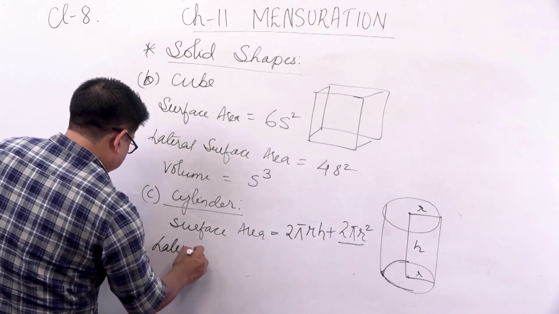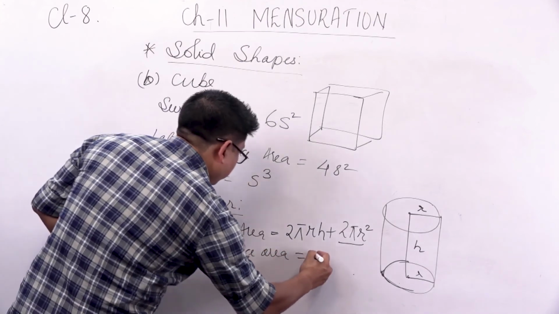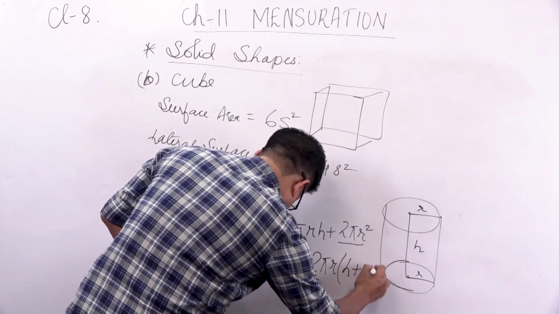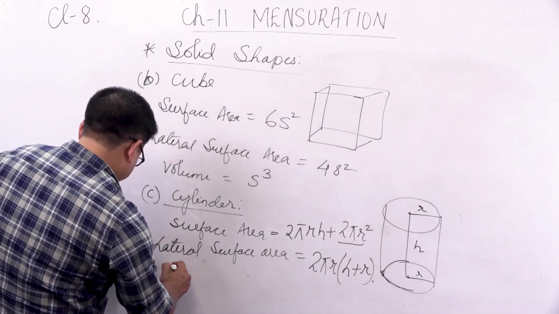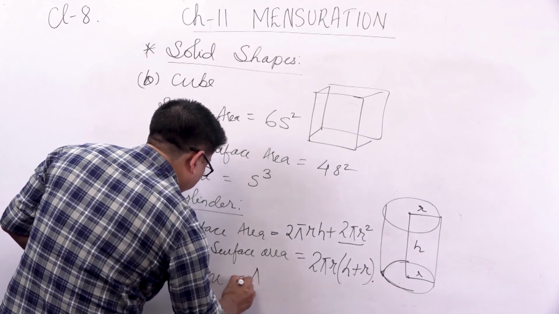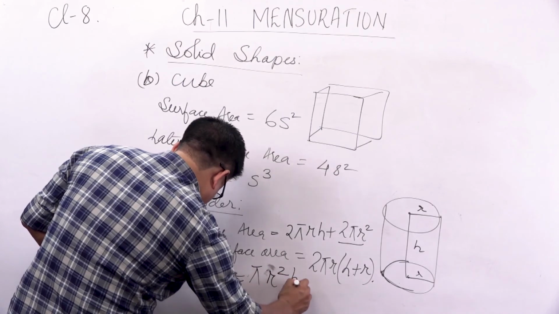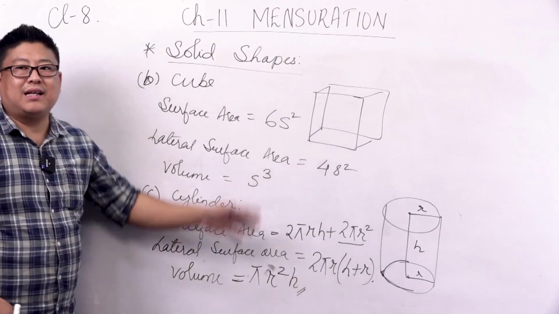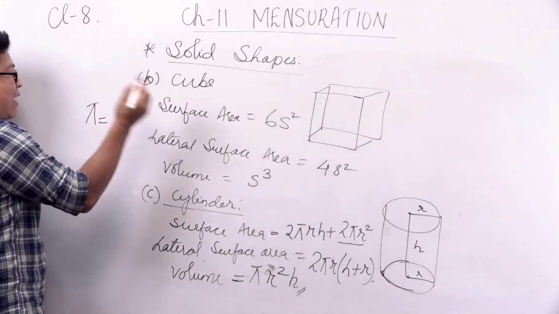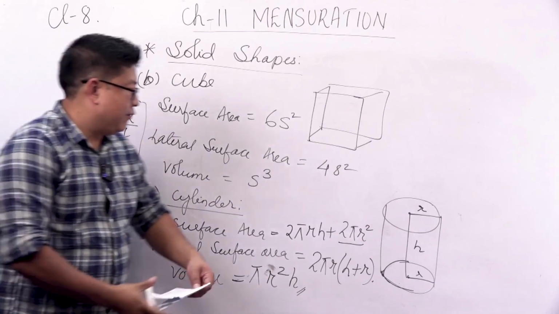And lateral surface area is equal to 2 pi r h plus r. So these are formulas that you have to simply memorize. Please try to keep that in mind. Volume is simply pi r square h. Okay, so these are the formulae that you have to memorize. And please keep in mind that for pi, in every case, we're going to use 22 by 7. All right, for this pi.